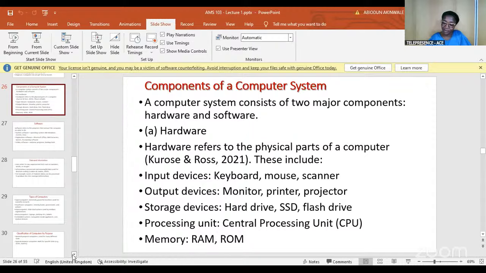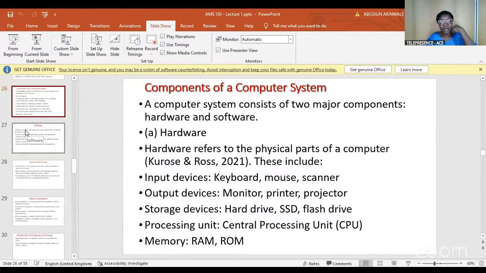So the physical parts can be input devices. Like now, I have a mouse here. You have the joystick and different others. You have the keyboard, the scanner, to feed the data into the system. So they are all hardware. And then output devices too, like the monitor. As I'm standing now, I'm standing before this large monitor, and from there you can see the transmission. You can see me standing, and you are also there at the other side.